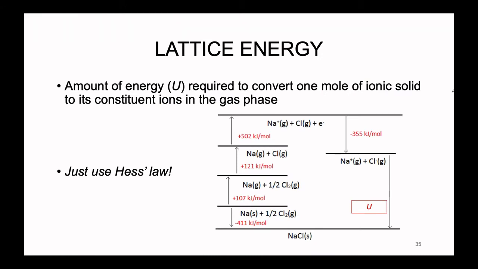So lattice energy is the amount of energy, represented by the variable U, required, technically speaking, to convert 1 mole of ionic solid into constituent ions in the gas phase. There we go. All right, so why 1 mole of an ionic solid? Why are we converting it into ions in the gas phase?